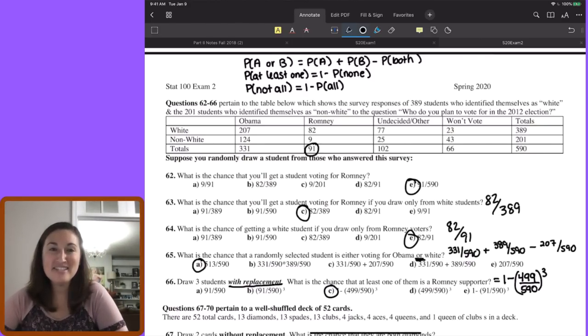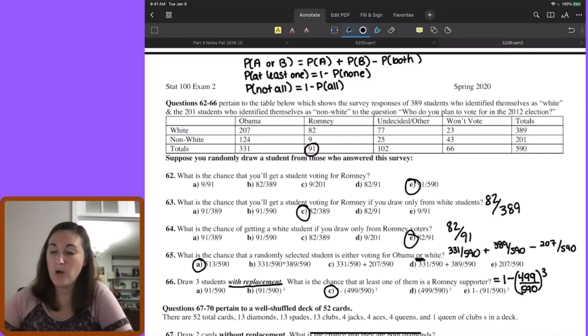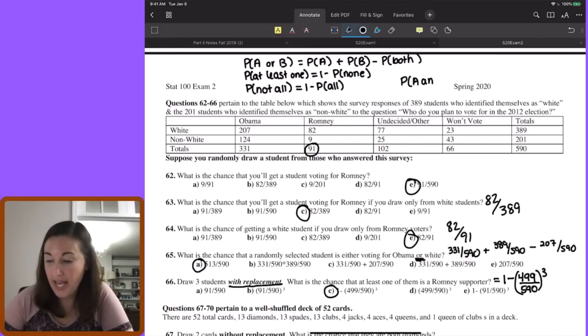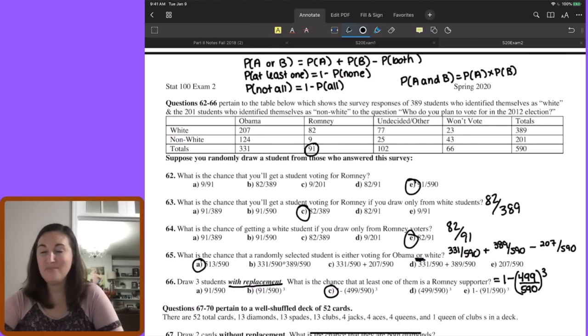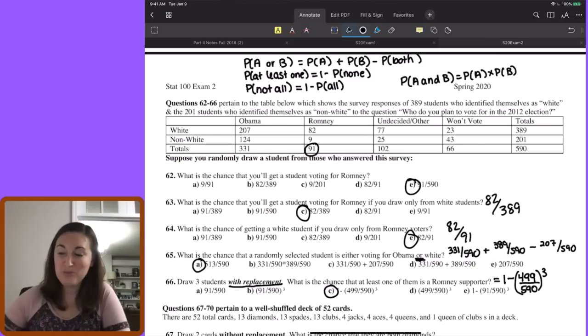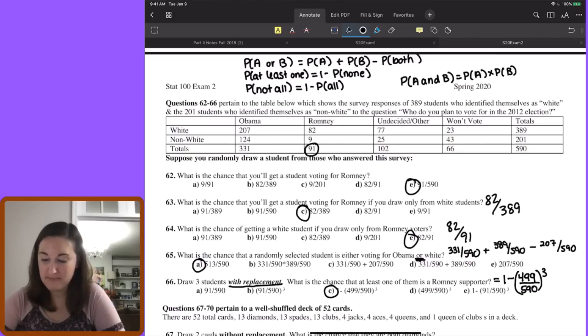And then the last thing that we learned is the multiplication rule, which says if we're looking at the probability of 2 events, A and B, as long as the 2 events are independent, we can just take the probability of A times the probability of B. If the two events are not independent, then you just need to remember the probability of B you calculate given that A already happened. So we'll do an example of that in the next question.